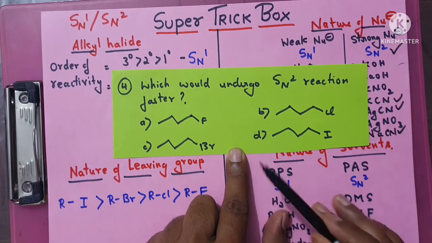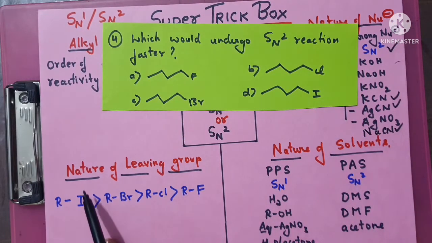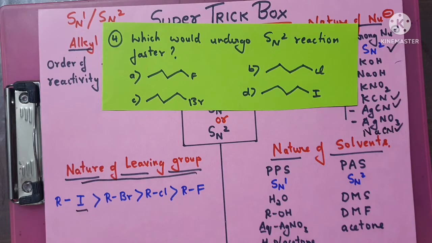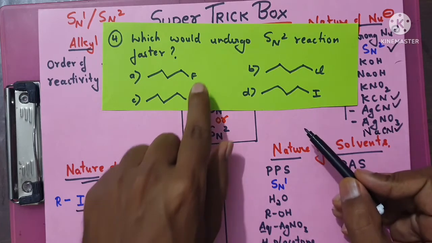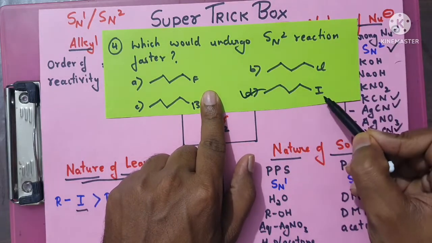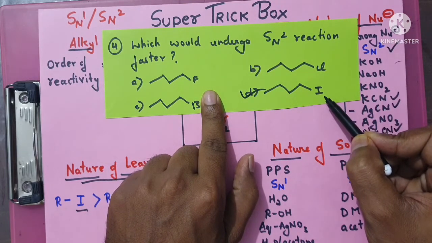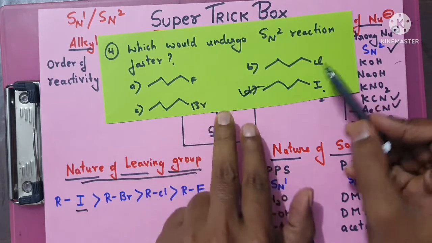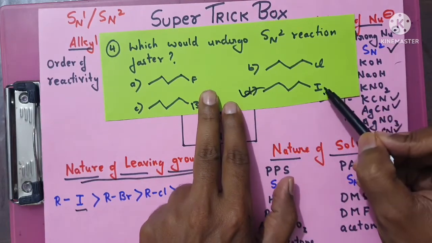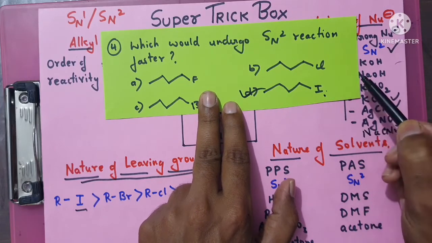This question is based on the nature of leaving group, children. In the nature of leaving group, whenever there is an iodine, that undergoes a very fast SN2 mechanism. So which one is going to be faster here? Yes, you are right. Option D, where iodine is a better leaving group than the other chloride, bromide and fluorine. Therefore option D is the correct answer.